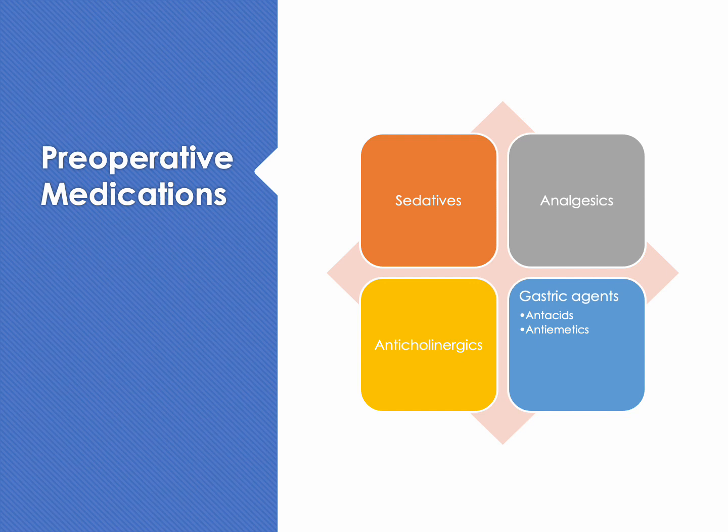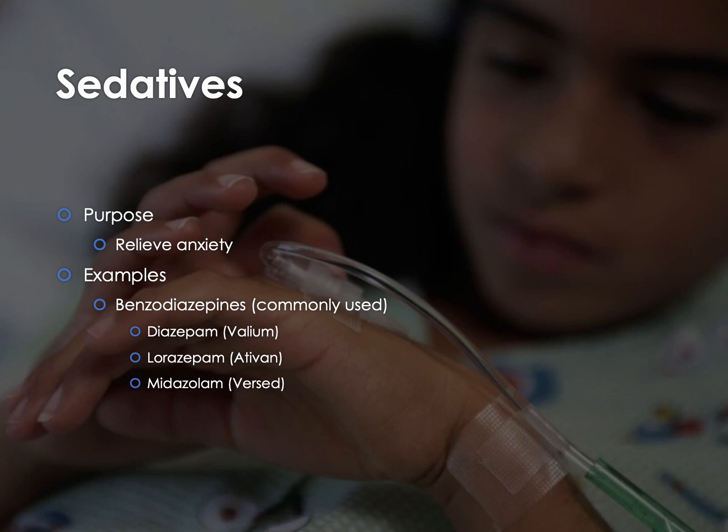So there are 4 groups of preoperative agents that I'm going to cover in this lecture, and they include sedatives, analgesics, anticholinergics, and various gastric agents. So I'm going to talk about each category in a bit more detail for you. So the first category of preoperative medication that we're going to learn about is sedatives. Sedatives are going to reduce the patient's anxiety, which is really common, like I said, among surgical patients.